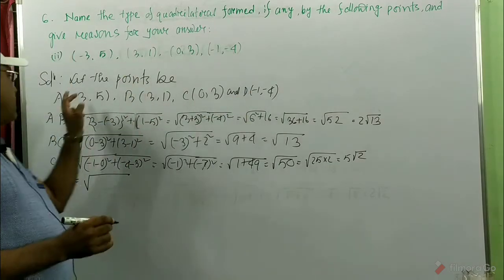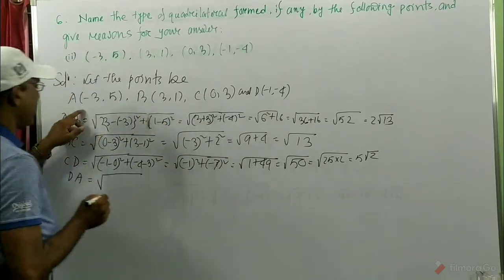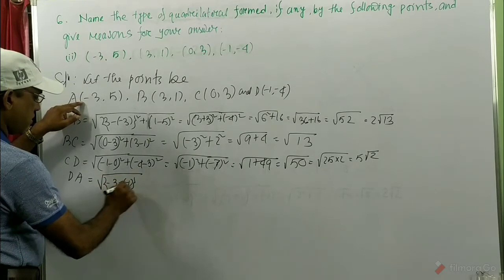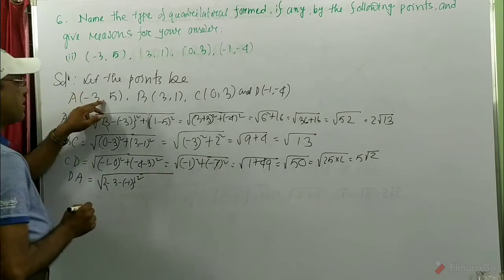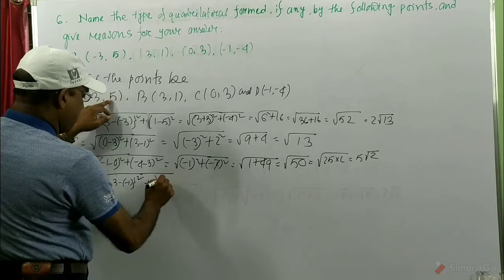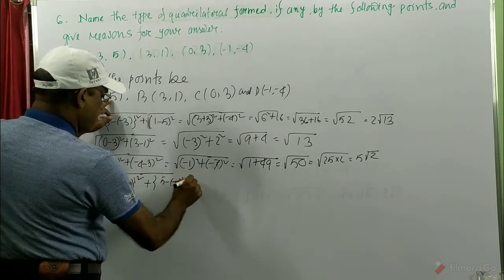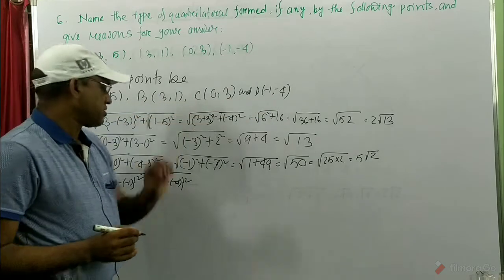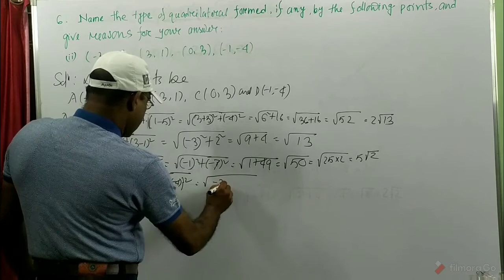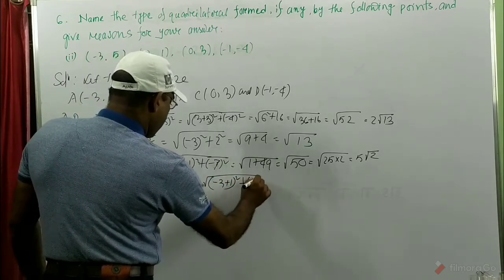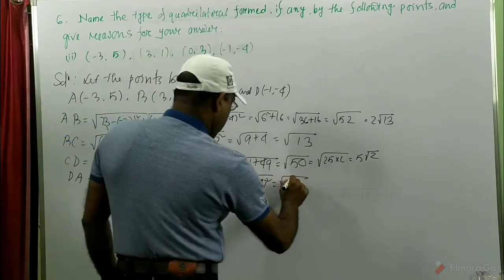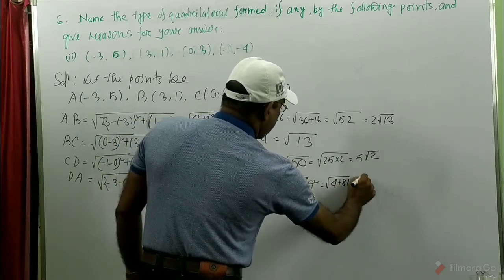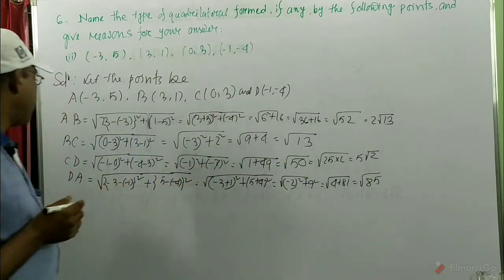Now DA, what do we get? We start from D, ending with A. This is minus 3 minus minus 1 whole square, and this is 5 minus minus 4 whole square. And this will be minus 3 plus 1 whole square, 5 plus 4 whole square. This is minus 2 whole square plus 9 whole square. This is 4 plus 81. This is 85.